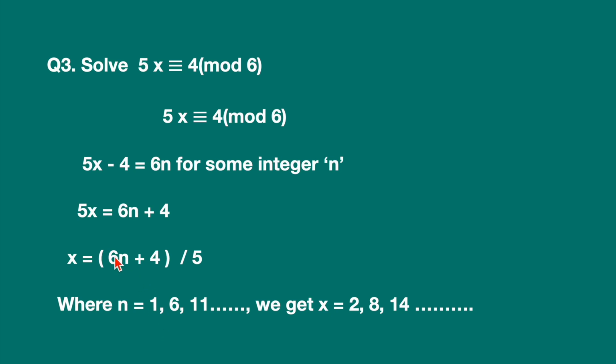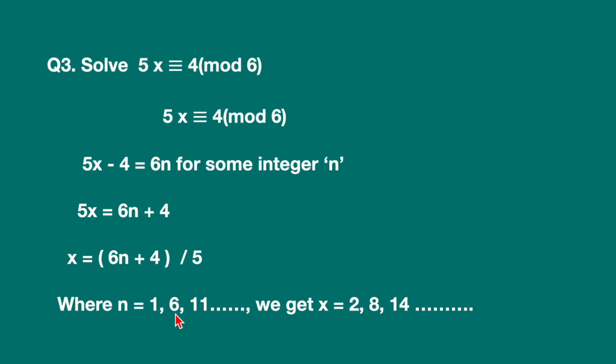Put n is equal to 1. 6 into 1, 6 plus 4, that is 10. 10 upon 5 is 2. You get x is equal to 2. Now put n is equal to 2. You can see that 6 twos are 12. 12 plus 4 is 16. 16 is not divisible by 5. Similarly, n equal to 3, all this will not work out. So what you should do is, the first value which was correct is 1.